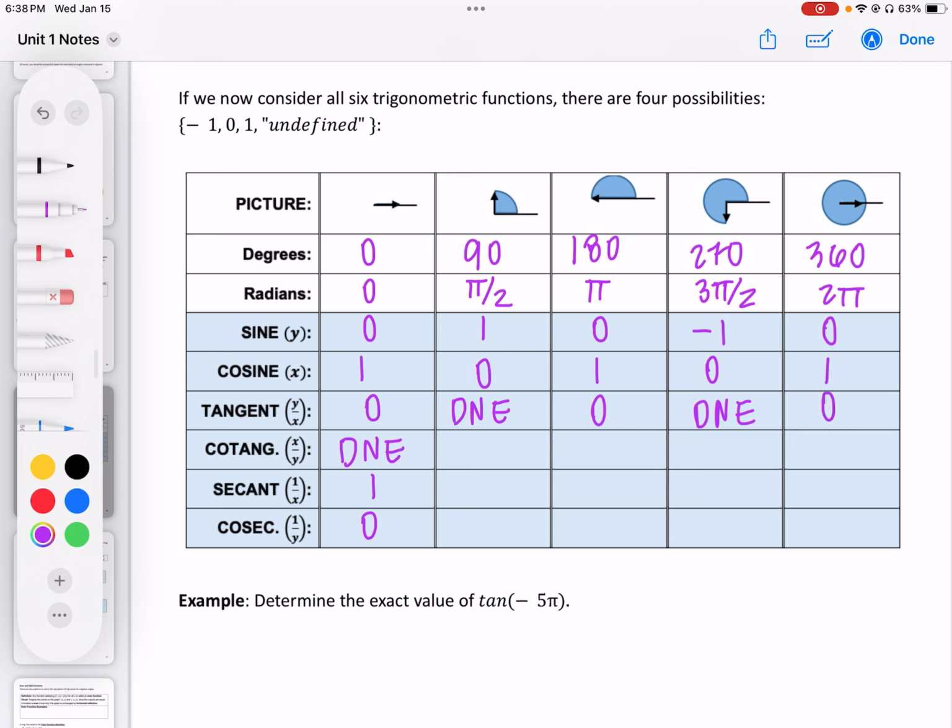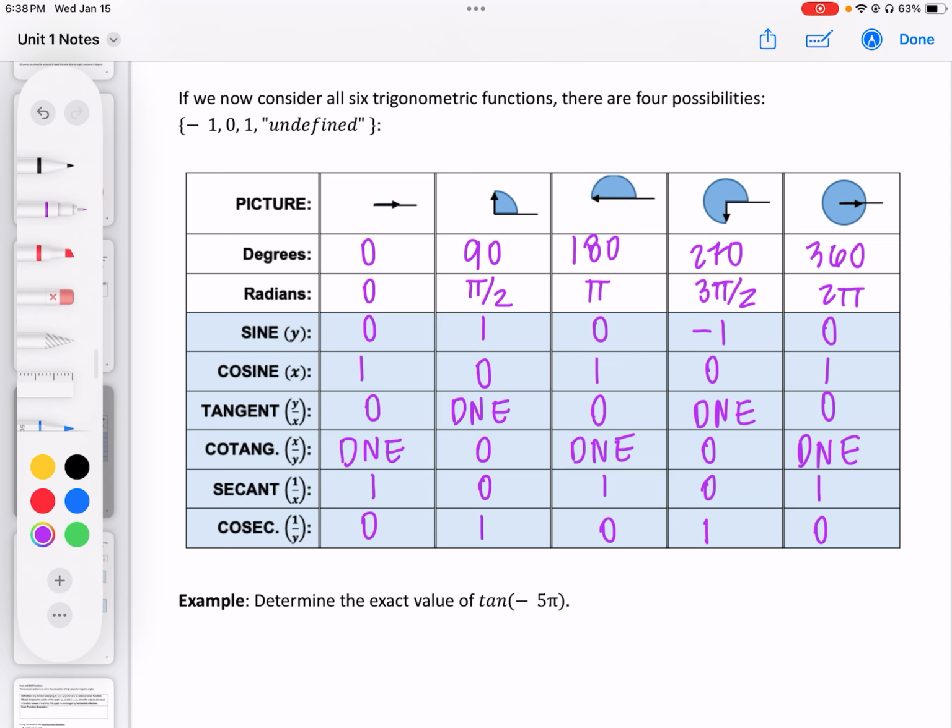Okay. Now, for cotangent, it's going to be the opposite of tangent. So that means it's going to be a 0 and then a 0, 1. So everything is essentially going to be opposite here. So now for 180, our cotangent is not going to exist. And then we have a 1 and a 0. Here we're going to have 0, 0, 1, and then does not exist again, and then a 1 and a 0.